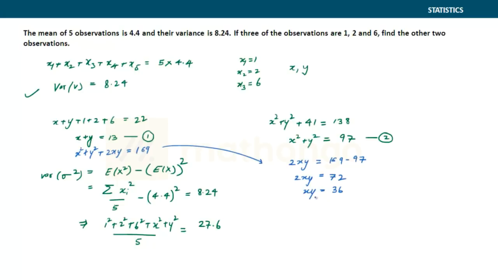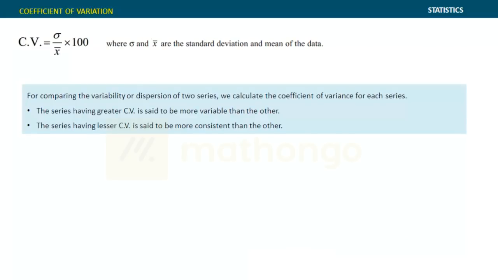So x and y should be such that their product is 36 and their sum is 13. This is what you have to calculate. By hit and trial we can say that x can be equal to 9 and y can be equal to 4, or vice versa, that x is equal to 4 and y is equal to 9, whichever value you take. For this the mean will not change. So these are the two other observations which we needed to find, and this is how you are going to solve this problem. The next concept that we have to learn, and by which we'll end the topic also, is coefficient of variation.